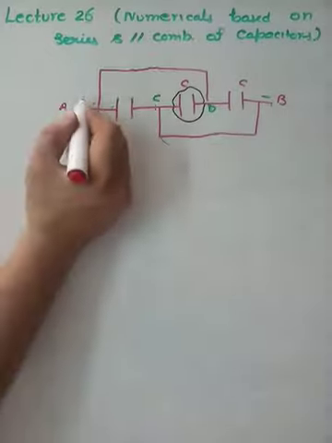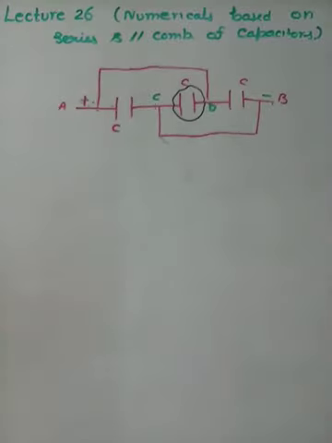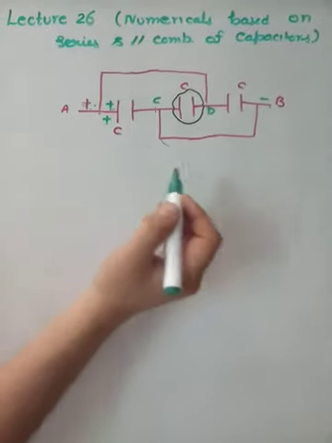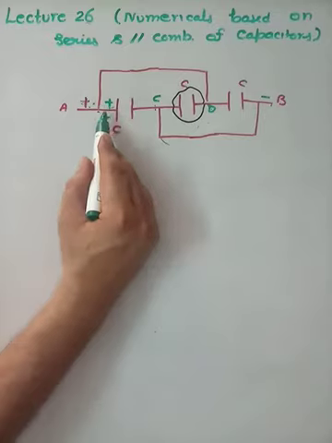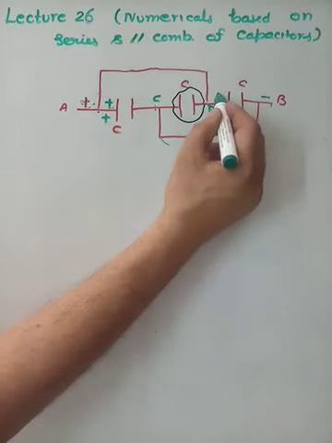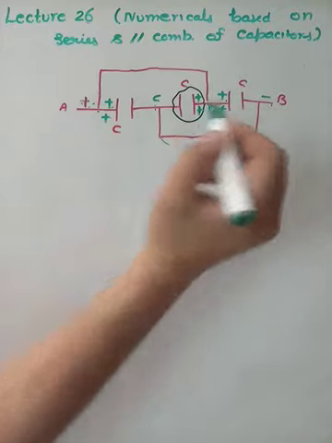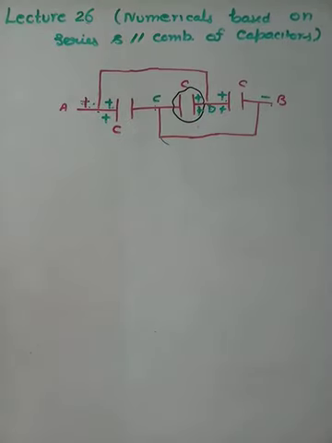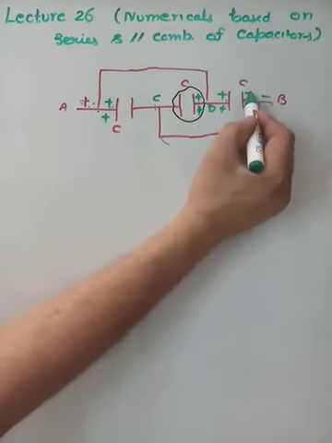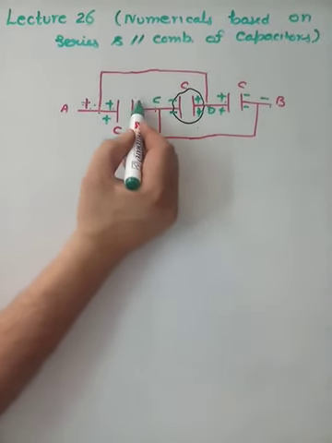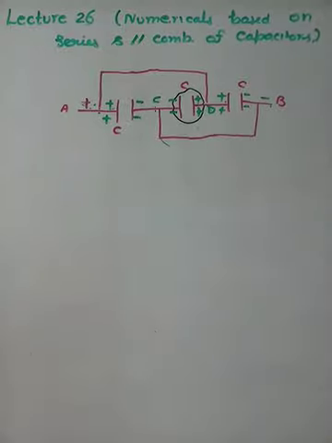For this case, we assume that A is, suppose, positive and B is negative. This point is positive. Since A is positive, this is also positive. This point is positive. If this is positive, this will also be positive. This is negative. This is negative, and this will also be negative.